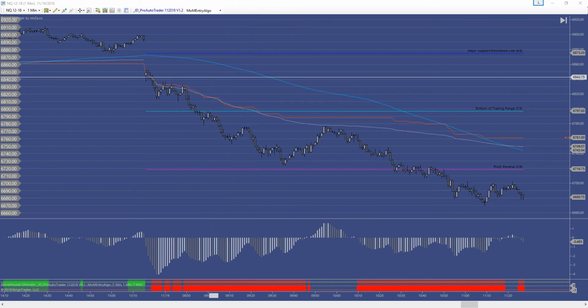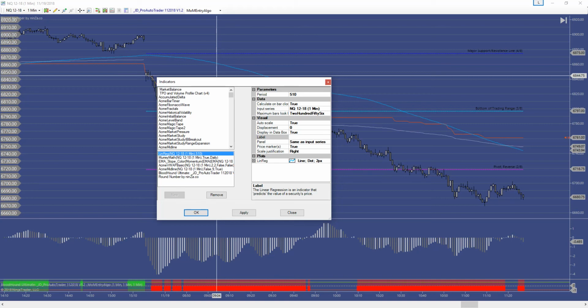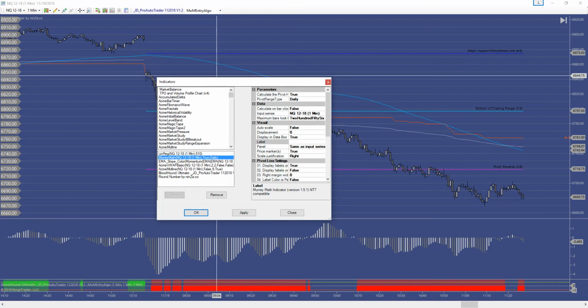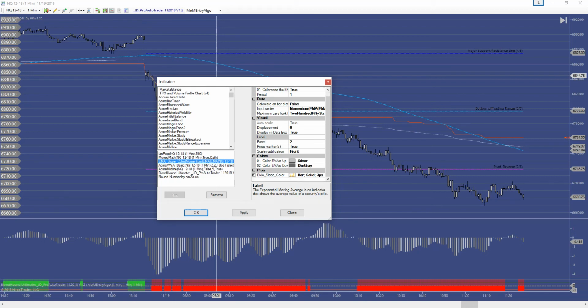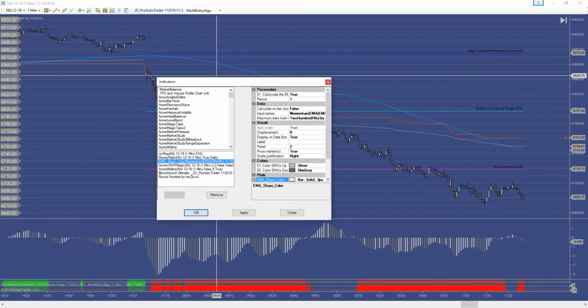So first of all, I just wanted to show you my indicators, what they are, and why I have set all of them using those settings. First of all, the linear regression has a period of 510. We have the Murray math with calculate the pivot hourly set to true. I'm using the EMA slope color to paint the bars when they are sloping up and down, and also the momentum.